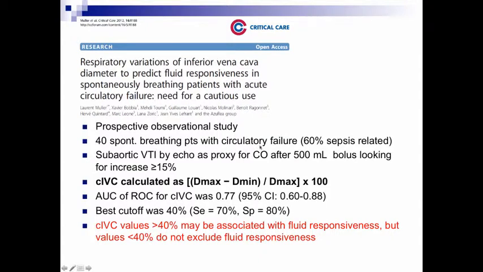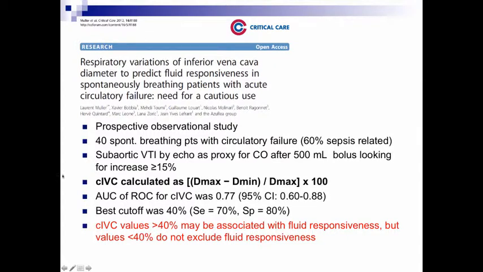So they gave a 500 ml synthetic colloid bolus, looking for an increase in their velocity time integral of 15%. And once again, there's a different assessment of IVC respiratory phasic variation being calculated. So these guys use what they call the collapsibility of IVC index. So this is the maximum minus minimum diameter divided by the maximum diameter times 100.